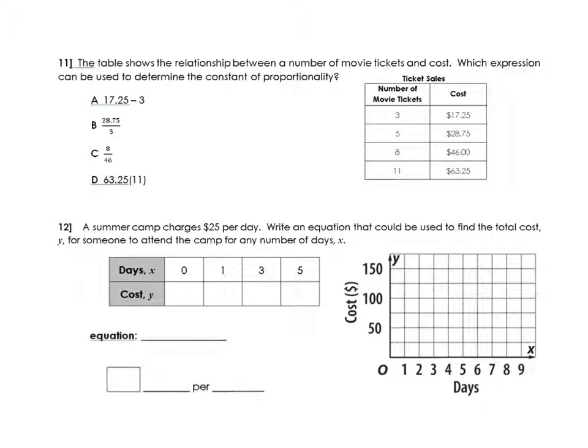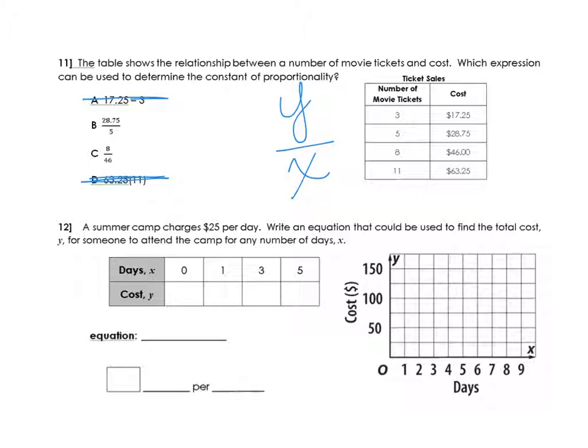Number 11. The table shows the relationship between a number of movie tickets and cost. Which expression can be used to determine the constant of proportionality? So we practiced this in class, and we practiced taking the y and dividing it by x. So I can see right away that A is subtracting. That's not what I do. And D is multiplying. That's not what I do. So it has to be either B or C.